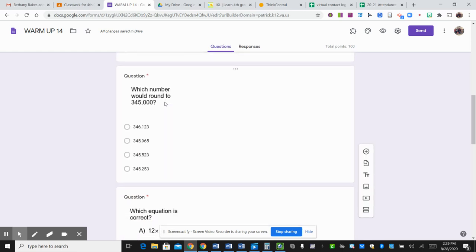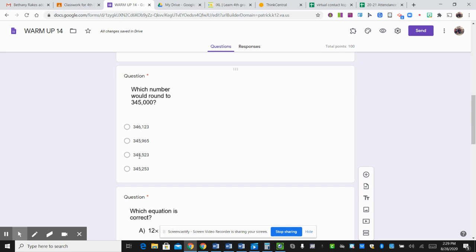this problem here about rounding, you had 346,123. Well, we know that that's too much, because if we rounded to the nearest thousand, it would round to 346,000. So you should be able to eliminate that choice. The next one, if we look at the thousands place and we look next door, 9 is going to tell 5 to go up to a 6. So again, that would be 346,000, not 345,000.